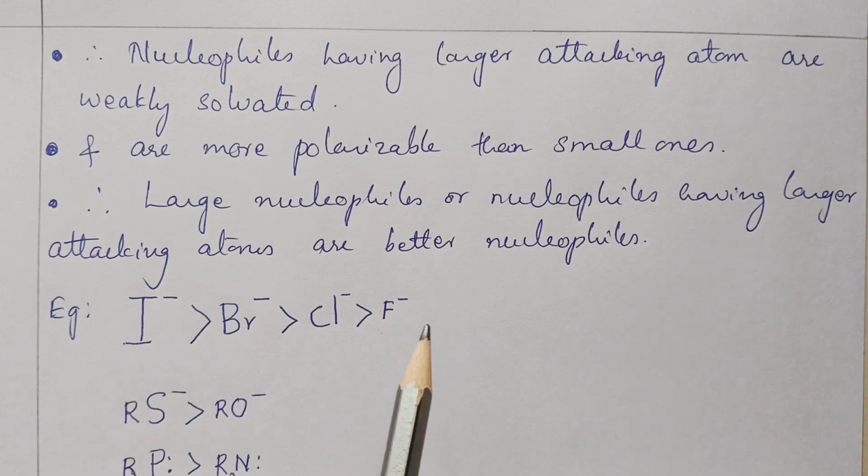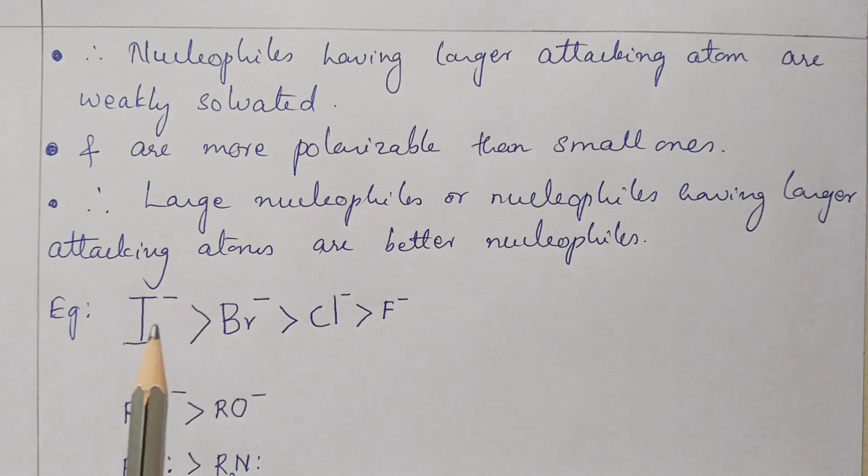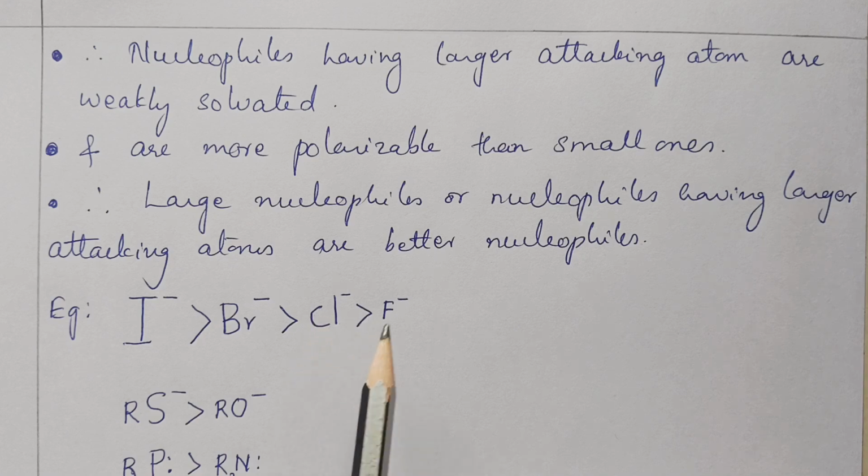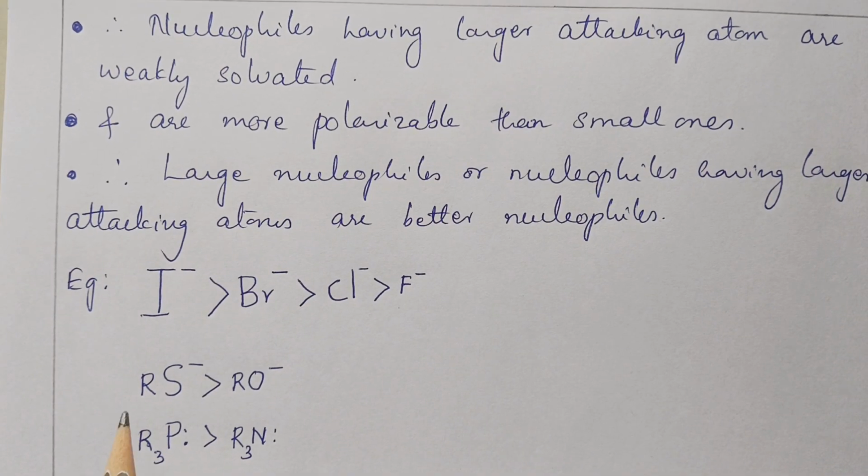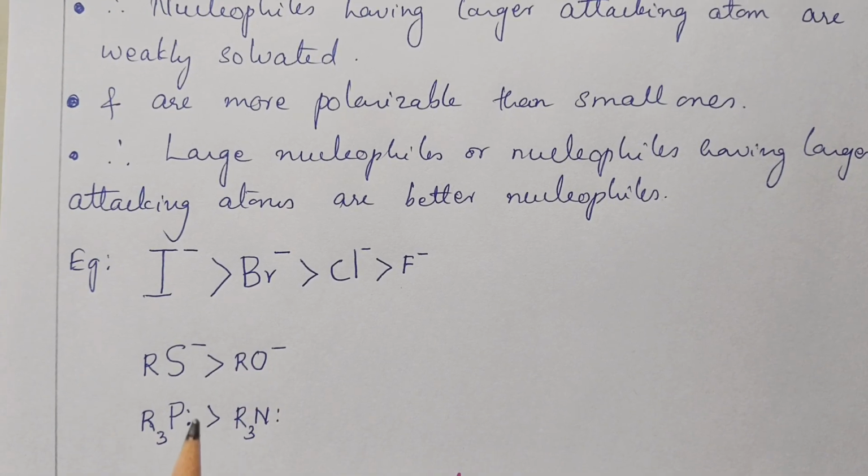If you consider 17th group where we have fluorine, chlorine, bromine and iodine. Iodine is having the largest size. That's why iodide is more nucleophilic than bromide. That is more nucleophilic than chloride, which in turn is more nucleophilic than smallest fluoride. Similarly, if you take RS minus and RO minus, sulfur has larger size than oxygen even though both of them belong to same group. Since sulfur is larger than oxygen, RS minus is better nucleophile when compared to RO minus. Similar is the case with nitrogen and phosphorus. R3P is more nucleophilic when compared to R3N.